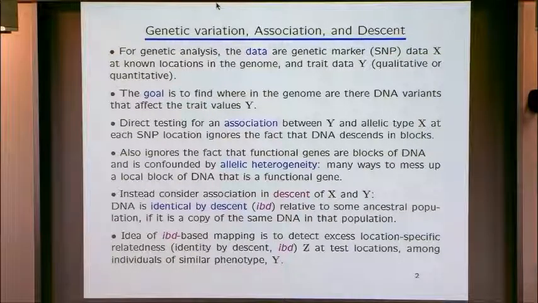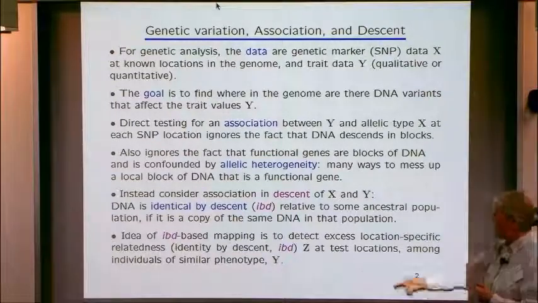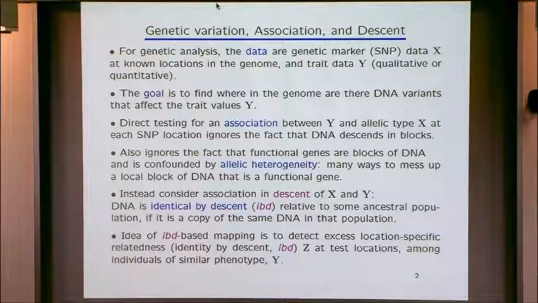So instead, I take the view that we should go back to what we used to do in pedigrees. We're now going to do it in populations, not pedigrees. But what we need to look at is an association in the descent of the SNPs and the descent of the trait. And we do that through looking at so-called identity by descent, which I'm not going to go into how we define it, but think of it just as relative to some ancestral population, some time point in the past. And we say that our chunk of DNA is identical by descent if it's a copy of the same chunk of DNA in some common ancestor of my individuals in that population. And the whole idea behind identity by descent-based mapping is rather than looking directly at the association between the trait and the allelic type of the SNP, to look at the association in shared descent with similarity in phenotype. So that's the basic idea.